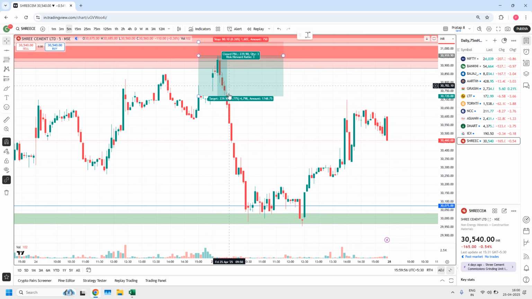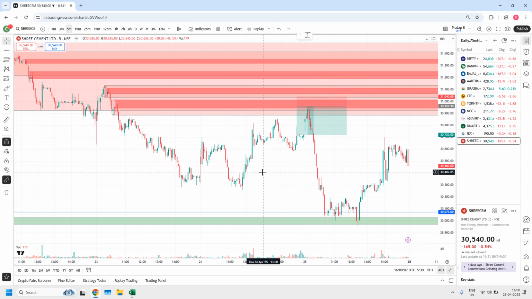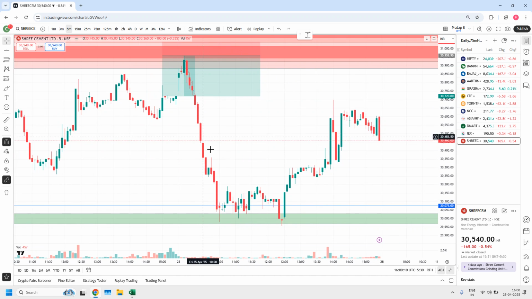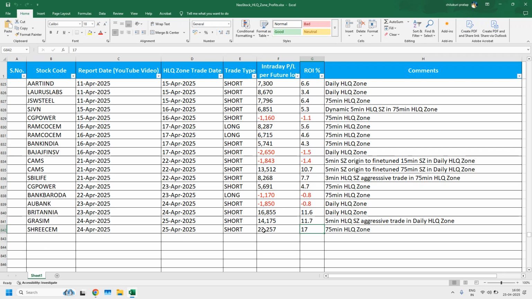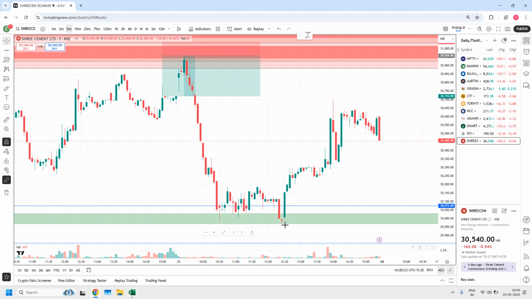Those who booked the profit at 1:3 level, you would have got 6,000 rupees profit, and that could have been 4.4% ROI. Those who booked at 1:3 RR. But those who applied a trailing stop, booked the profit here. This is the opportunity our software provided today. That's why in performance statistics we are calculating the maximum profit that has given you today, 23,257, which is 17% ROI. So this is about Sri Cement.